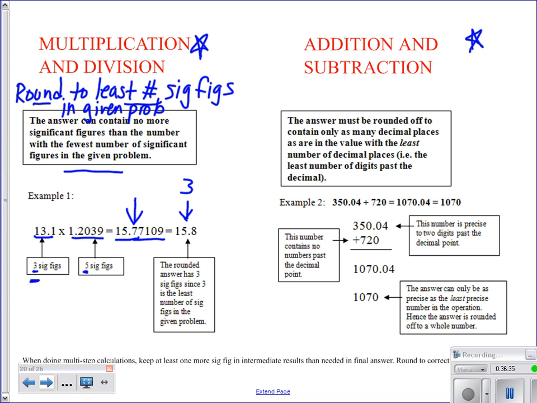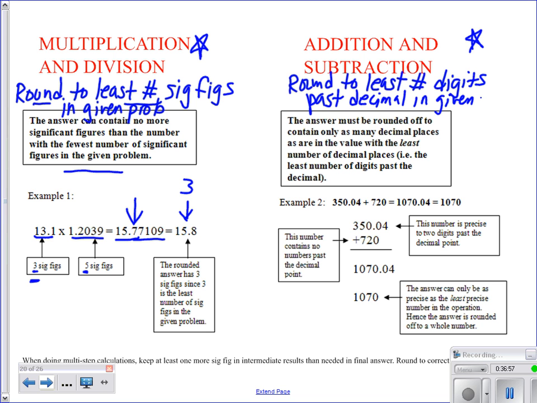Instead of looking at number of sig figs in your given problem, we're thinking about the number of digits past the decimal. So in this case, we are going to round to least number digits past decimal in given problem.